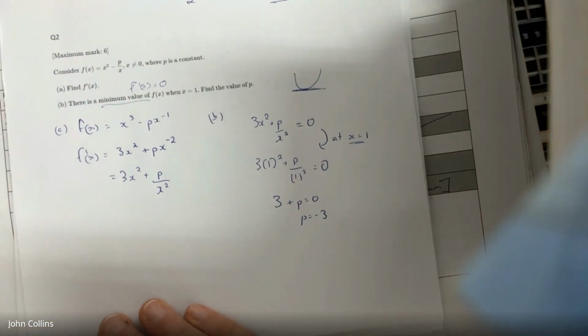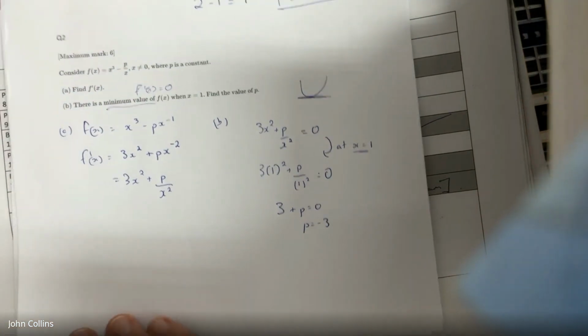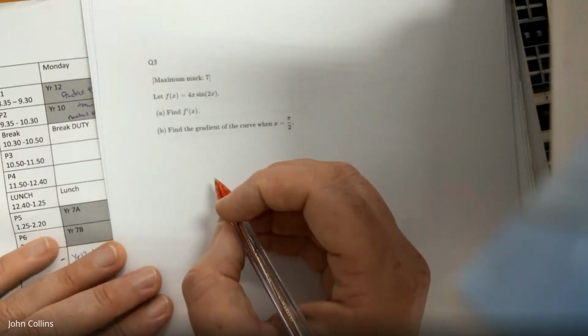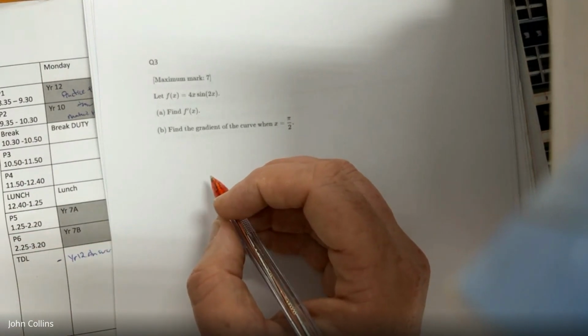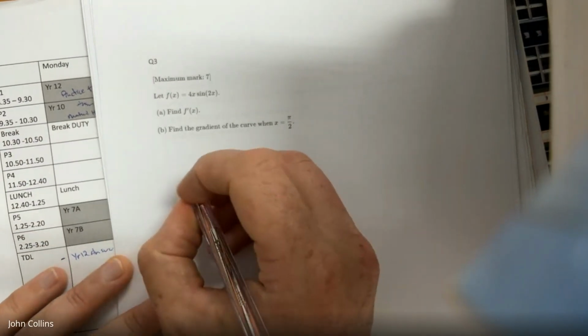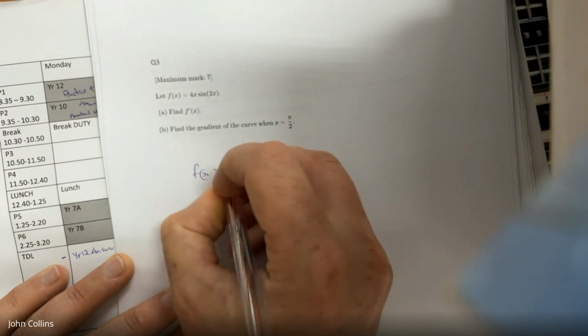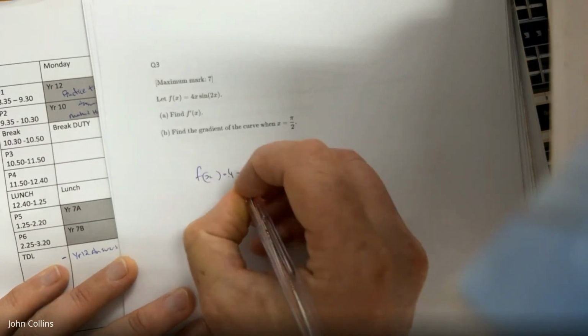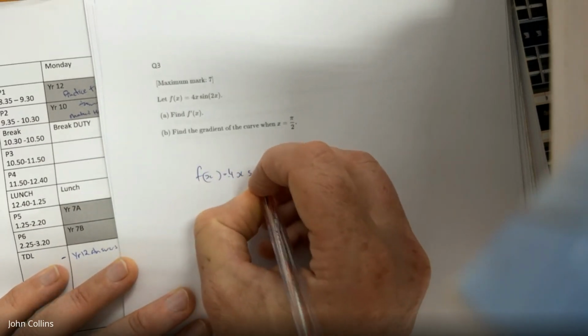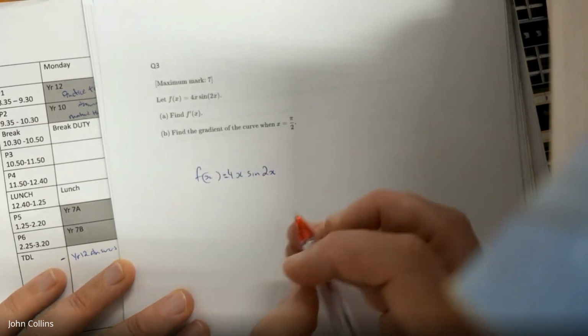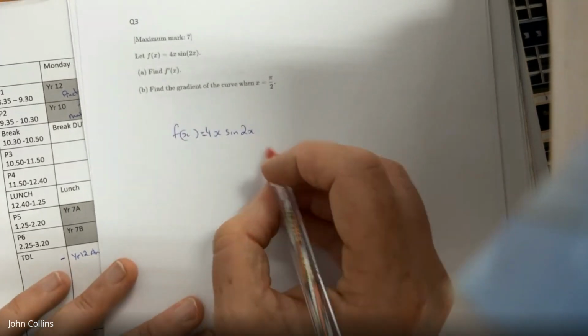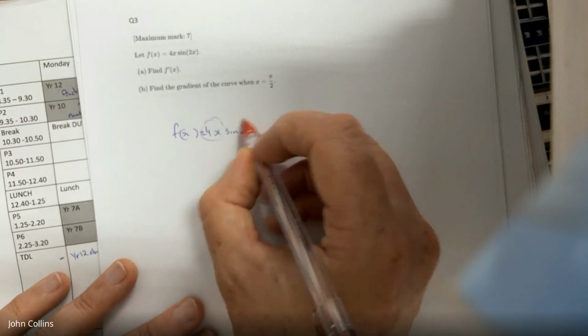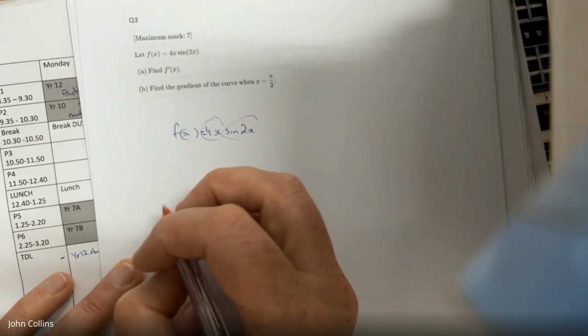Okay, so question 3 on this one. Question 3. We have this function. f(x) is 4x sine 2x. Okay, so this has a little look of a product rule here. There's a function and a function multiplied together. So let's use the product rule.